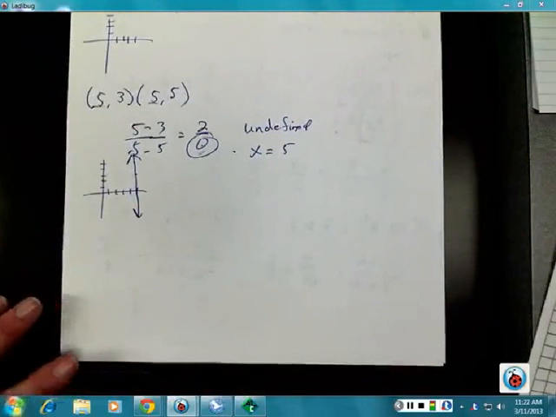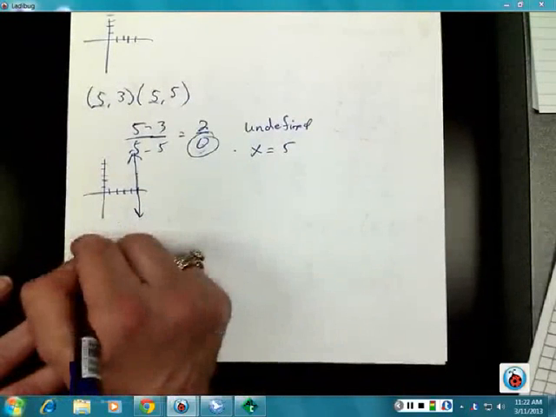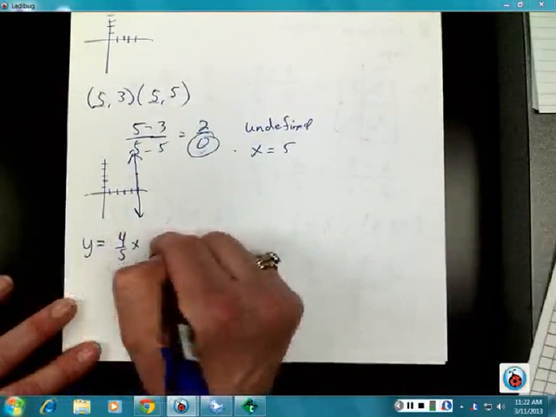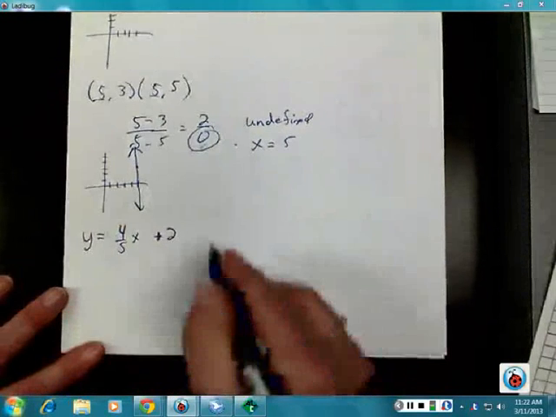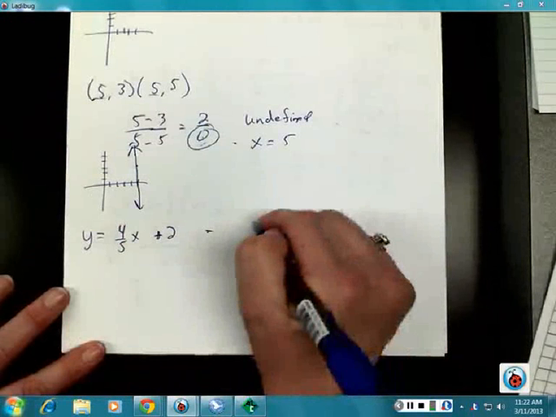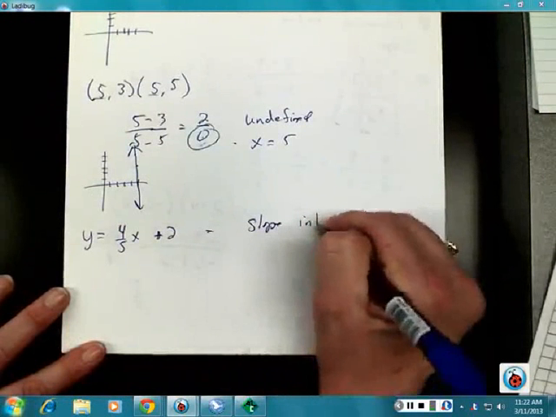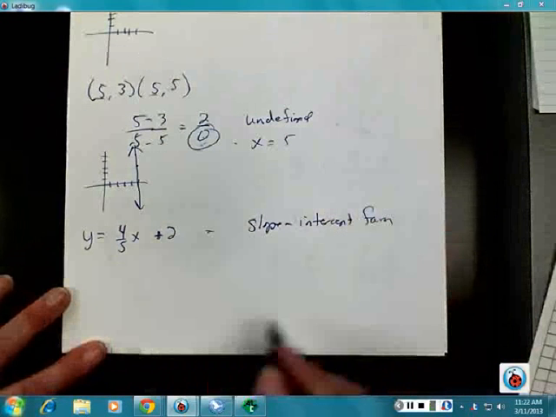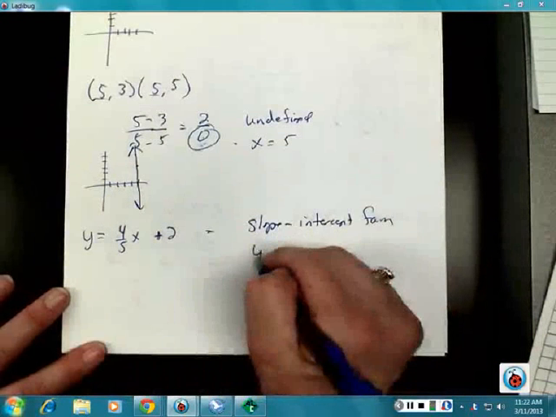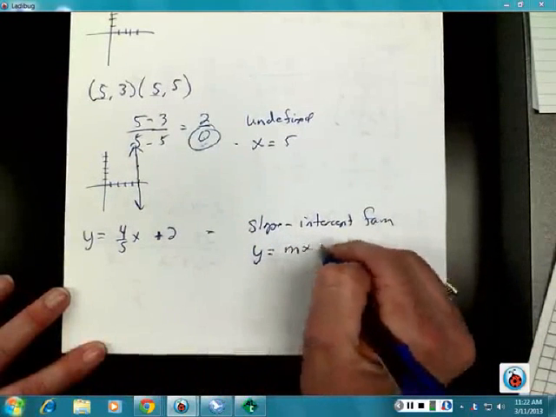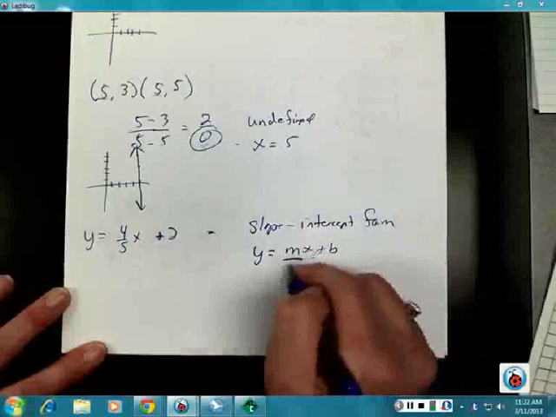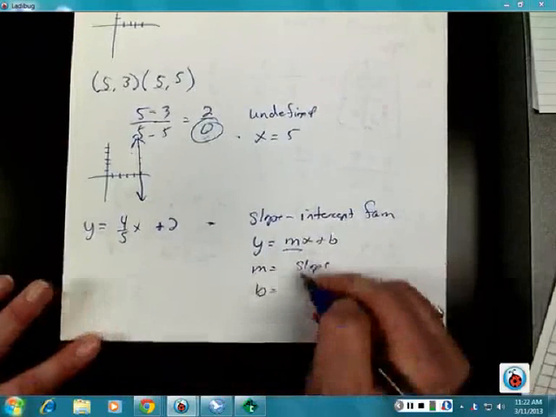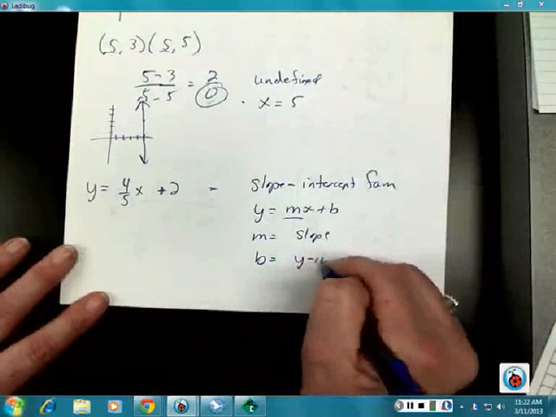Now the last piece that's in here is if you got an equation of y equals 4/5 x plus 2, this is what's considered to be in slope-intercept form. The reason being is it's in the format of y equals mx plus b. M we found was our slope. B in this case is our y-intercept.